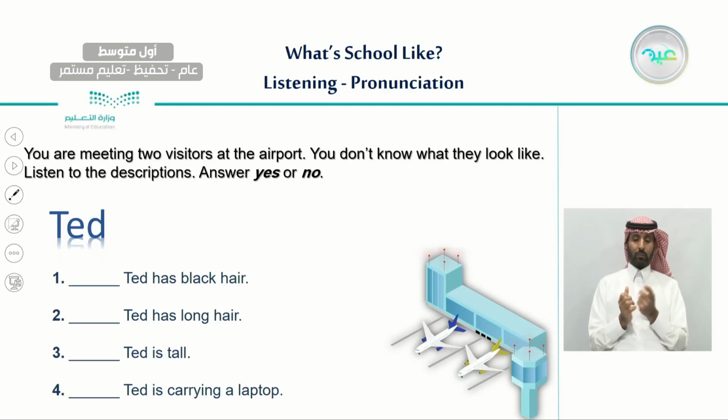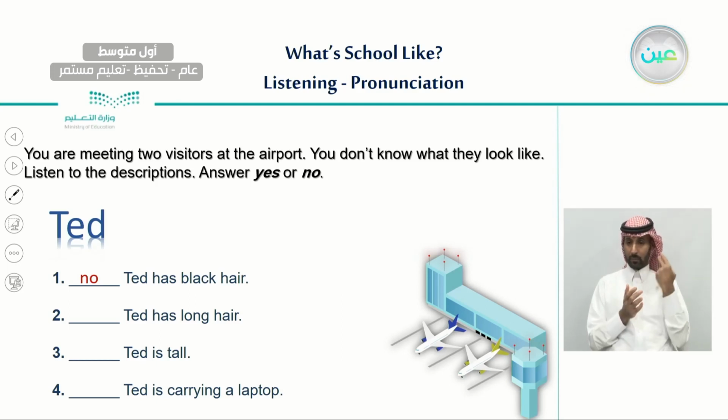So, for the first one, Ted has black hair. Ted has black hair. What do you think of this sentence? Did Ted say that he has black hair? Very good. The answer is no. Ted said that I have brown hair. I have brown hair.